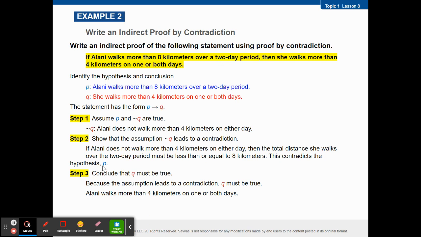Okay? So what can we conclude? The original conclusion must be true. So Alani walks more than 4 kilometers on one or both days. Okay? Questions on that?